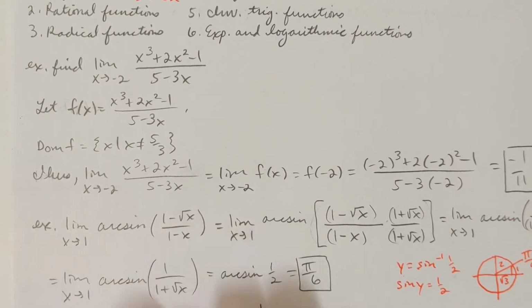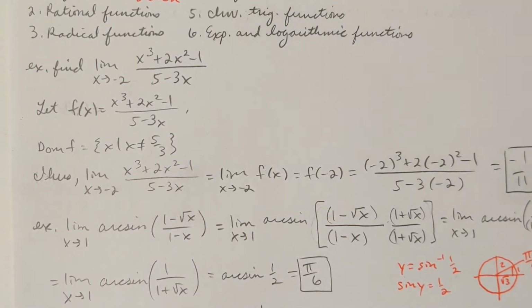Let's take a look at an example here. Find the limit as x approaches -2 of x cubed plus 2x squared minus 1 over 5 minus 3x. This is a problem that we've already looked at earlier in the notes. If you were to flip back to section 2.3, you'd find this exact same example.